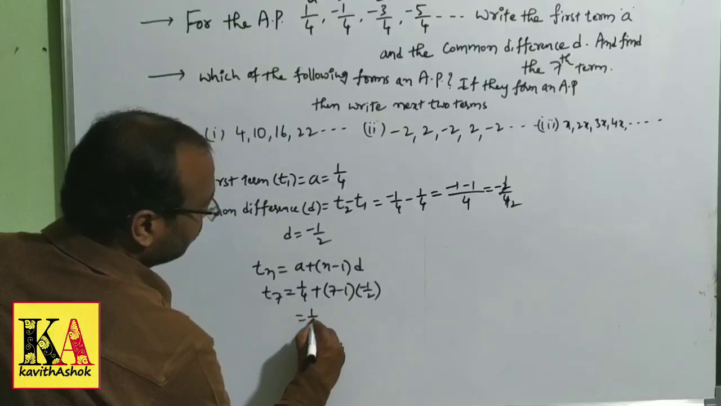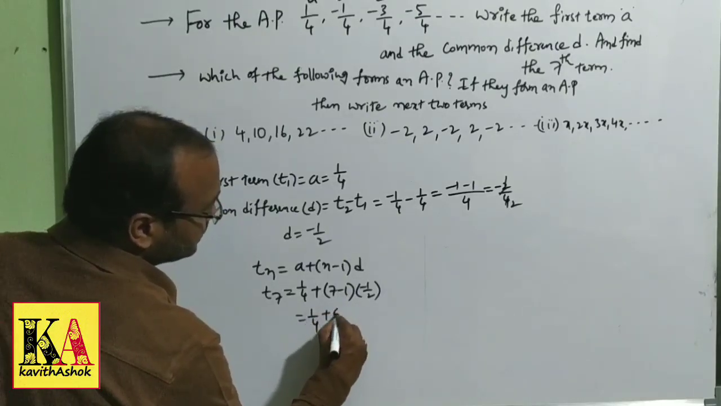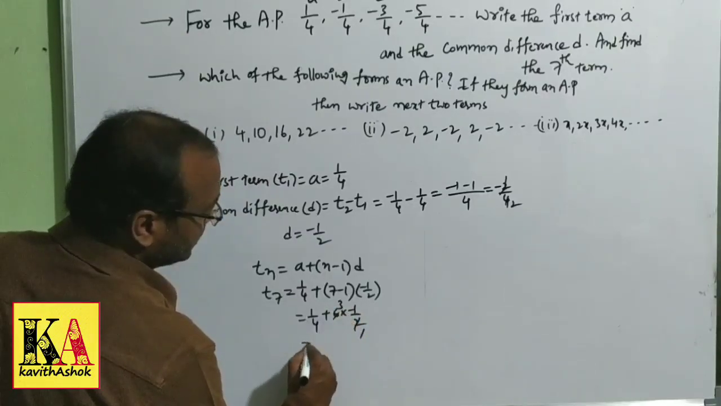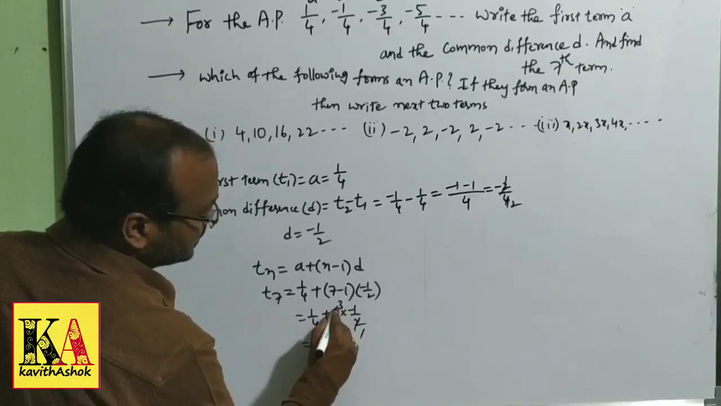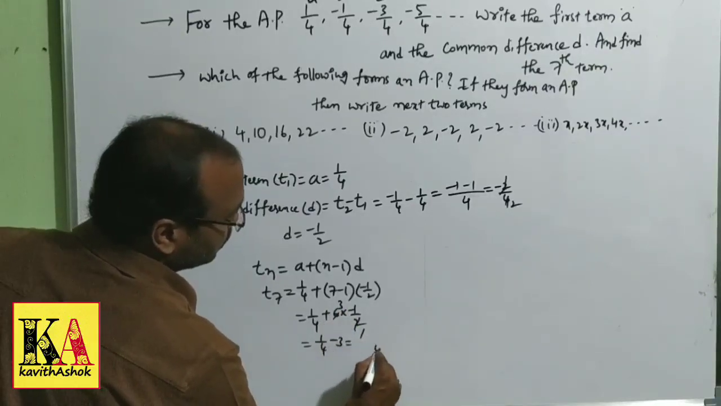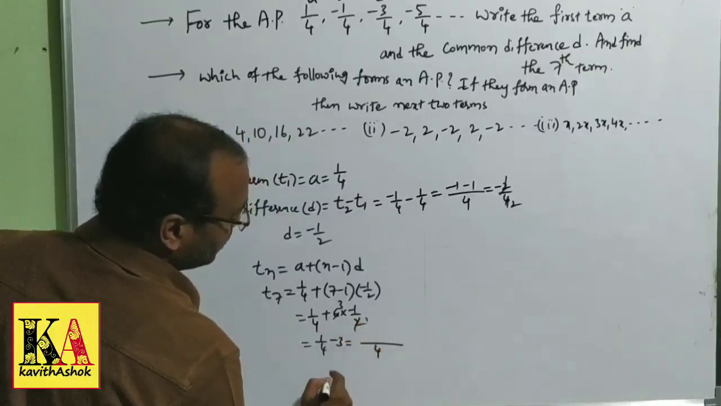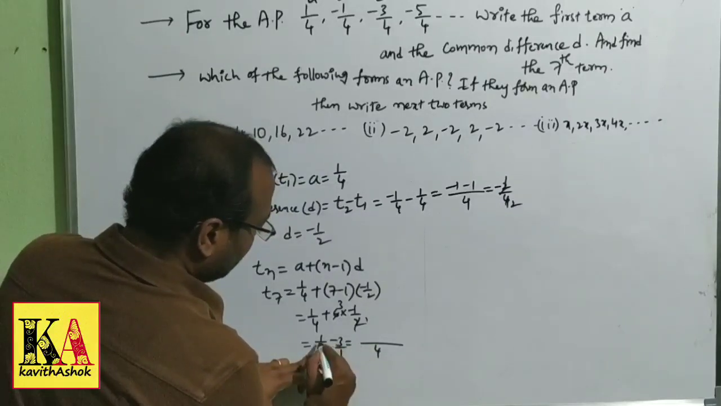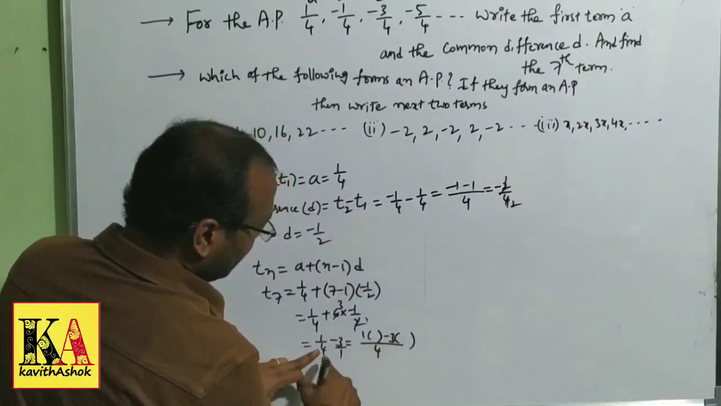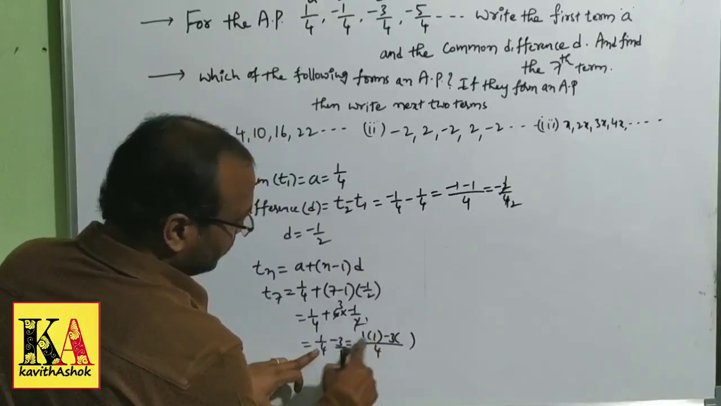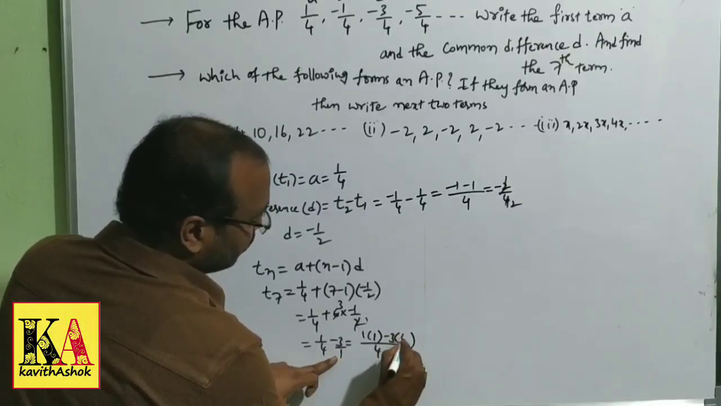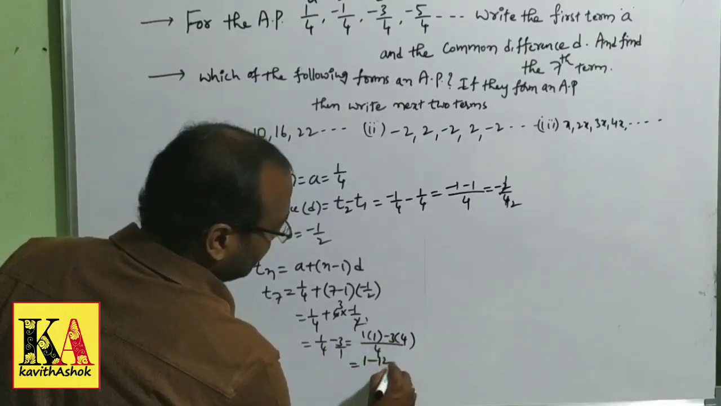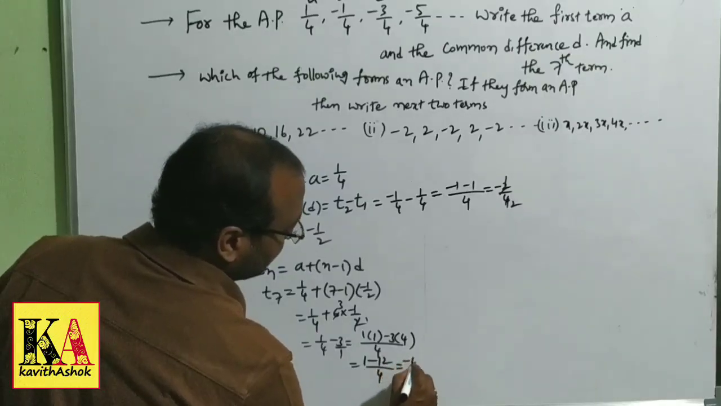Now 1 by 4 plus 7 minus 1 is 6, into minus 1 by 2. 2 ones are 2, 2 threes are 6. So this is 1 by 4 minus 1 into 3, which is minus 3. Now 4 is the LCM here. So 1 keep in bracket, minus 3 keep in bracket. 4 ones are 4, and 1 becomes 4 if you multiply with 4. So now 1 minus 12 by 4, this is equal to minus 11 by 4.